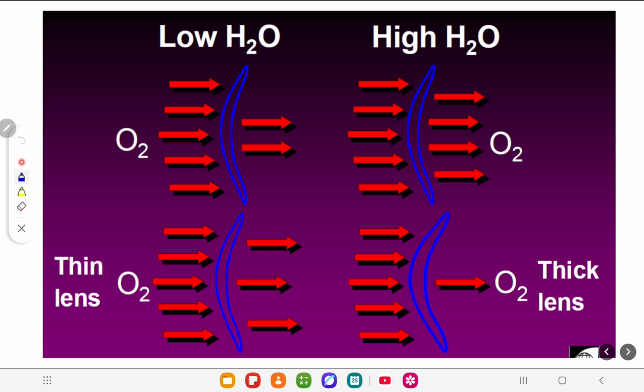It's simple. Yes, the thinner the lens, the more oxygen will pass. The thicker the lens, the less oxygen will pass. The higher the water content, the more oxygen will pass. The lower the water content, the less oxygen will pass. I have taken this picture from the first IFL, the 2000 model.